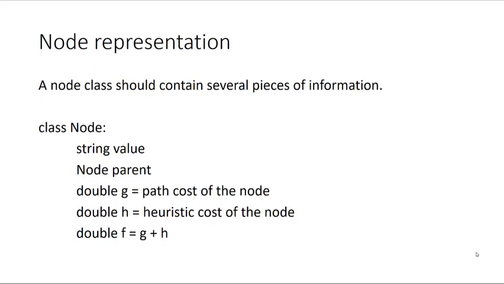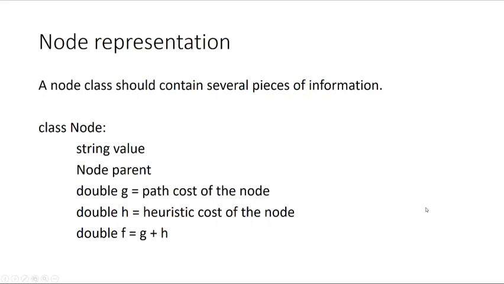G is the path cost of the node, which you may recall is the sum of all the step costs along the path from the root node to the current node. H is the heuristic cost of that node, so how close this node is to the goal node. F is just G and H added together.